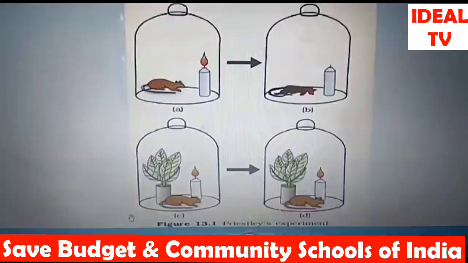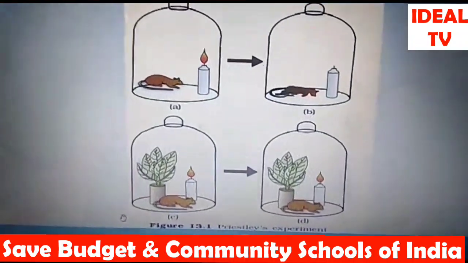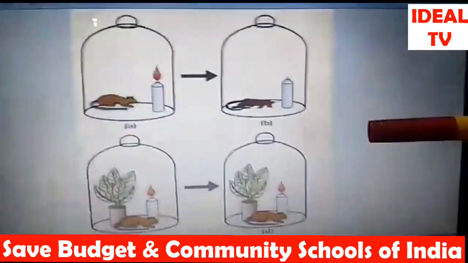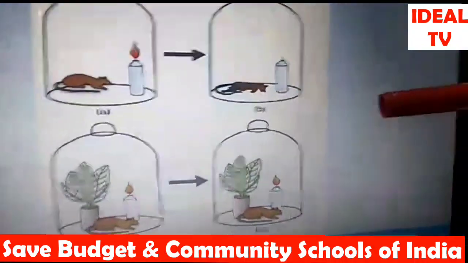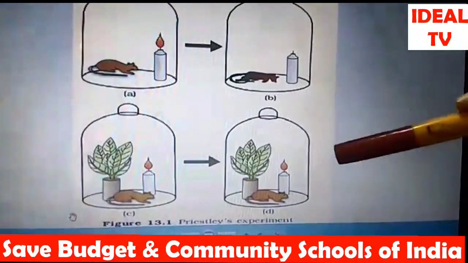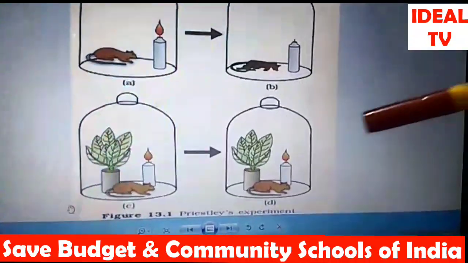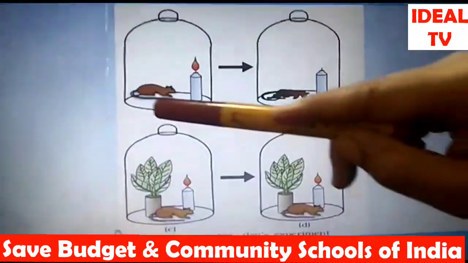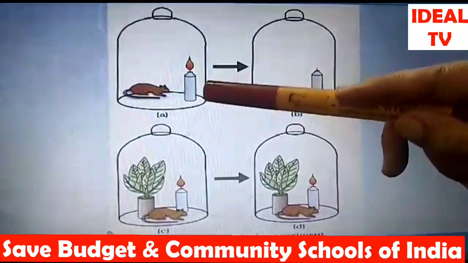Let's have a look. Now, let us see Priestley's experiment to understand whether air makes an effect on the process of photosynthesis or not. For this, Priestley, in the year 1774, did an experiment on a bell jar. As you can see in the diagram, there is a closed bell jar in which a mouse is there and a burning candle is there.